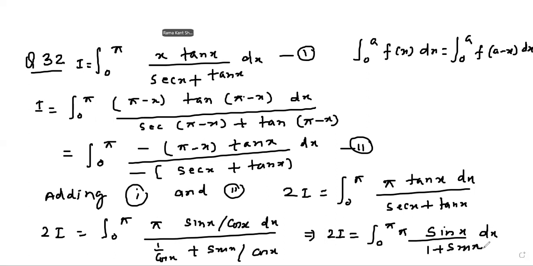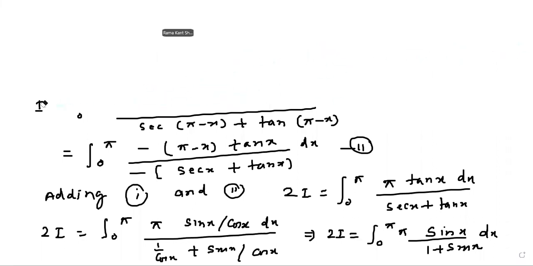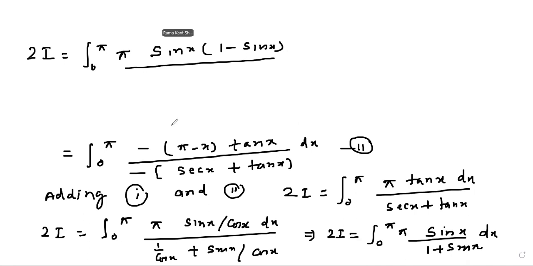Now we multiply and divide by 1 minus sin x. It will become 2i equals 0 to pi times sin x times 1 minus sin x. And when 1 minus sin x is multiplied to 1 plus sin x, it becomes 1 minus sin square x. So let's write it as cos square x dx.